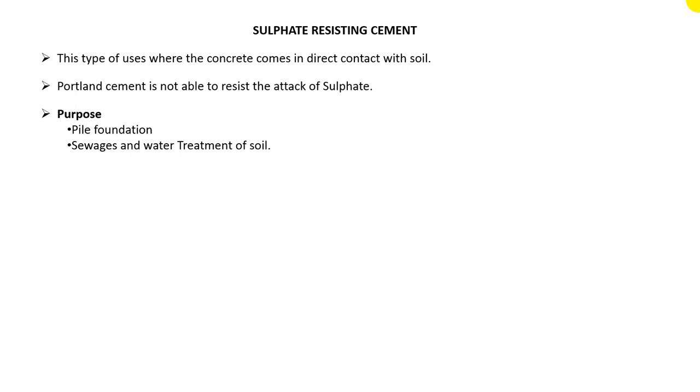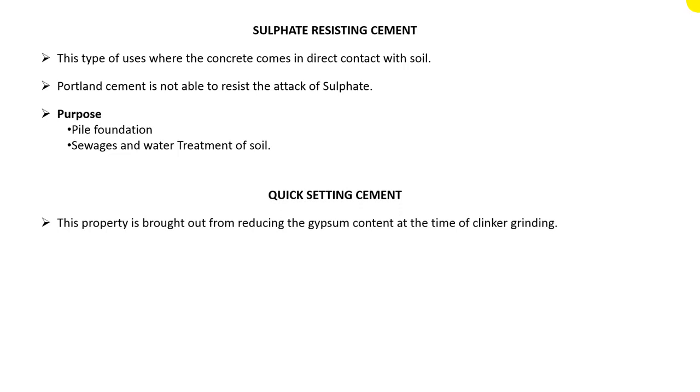The purpose for pile foundation, because we always know that the pile foundation is under soil, that's why we have to use sulfate resisting cement for pile foundation and sewage and water treatment of soil. In that position we have to use that type of cement. After that, quick setting cement.